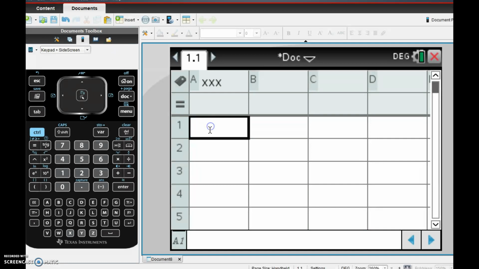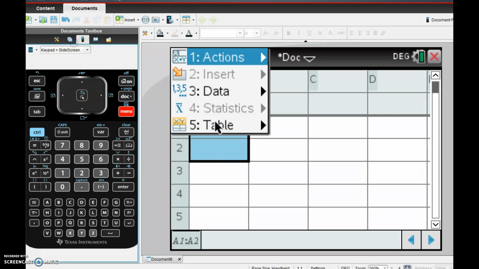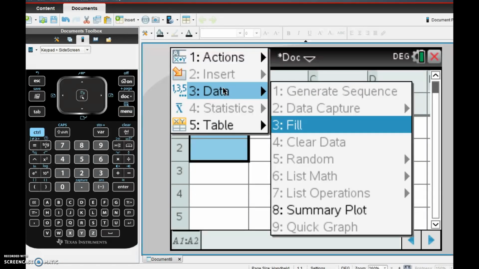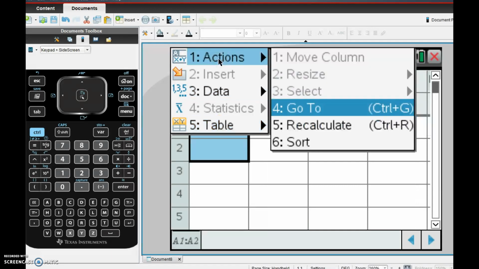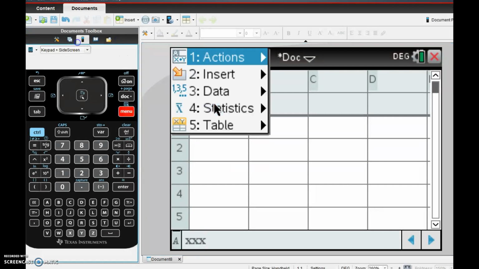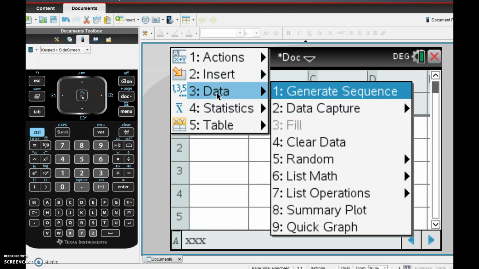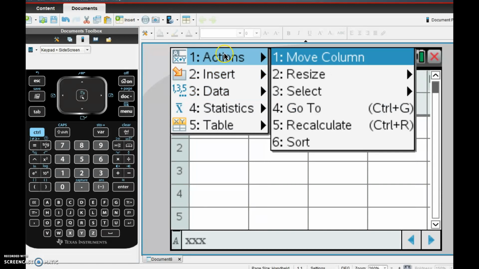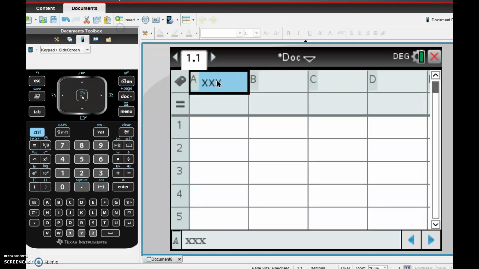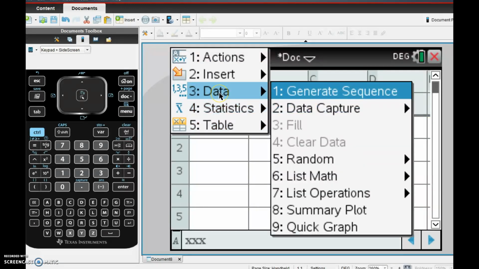The hard part here is getting in 0 to 250, and I know there's a way to put a sequence in, if I can remember what it is. Menu, data, table, actions. I don't know. There's a way to do a sequence here. I guess I should probably try to figure it out on my own and not waste your time while you're watching the video. Guess I'm just going to keep looking.